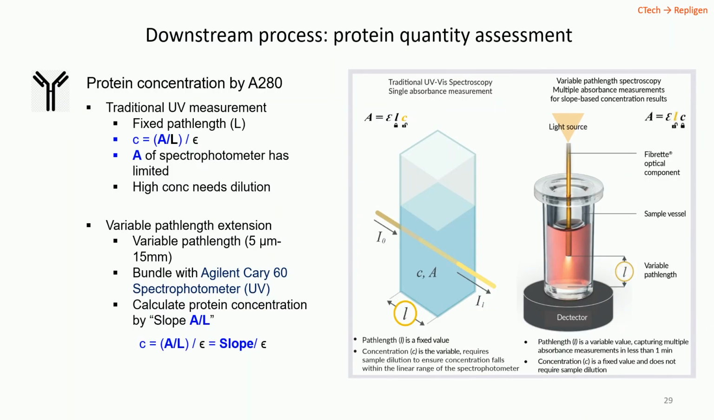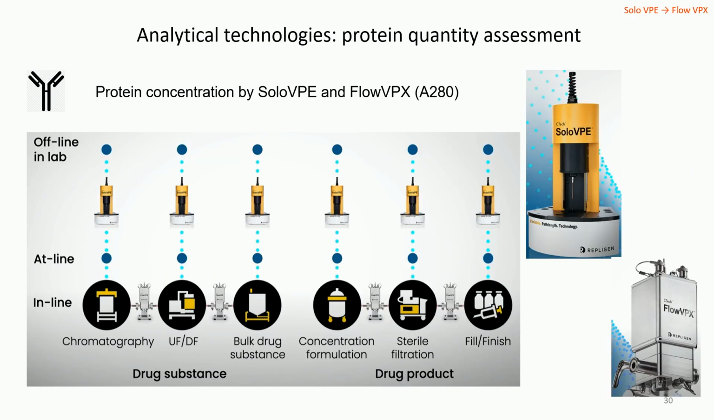This is not a new technology. It was introduced more than 10 years ago. It's called SoloVPE. And most of the CDMOs right now use this to do the assay. So it's based on a slope. You basically have a variance, and then based on slope, you can determine a concentration.